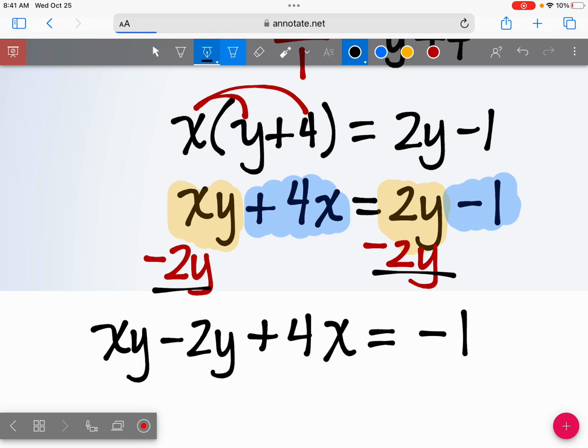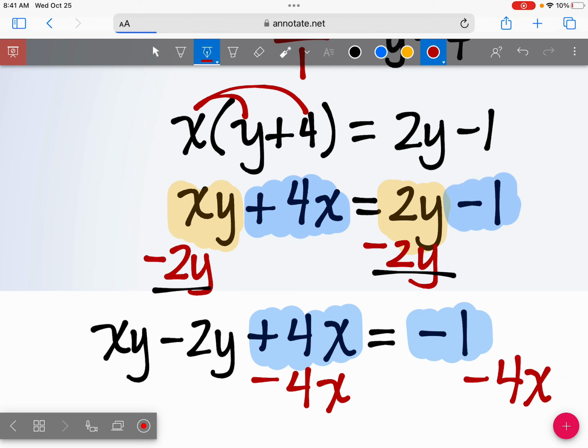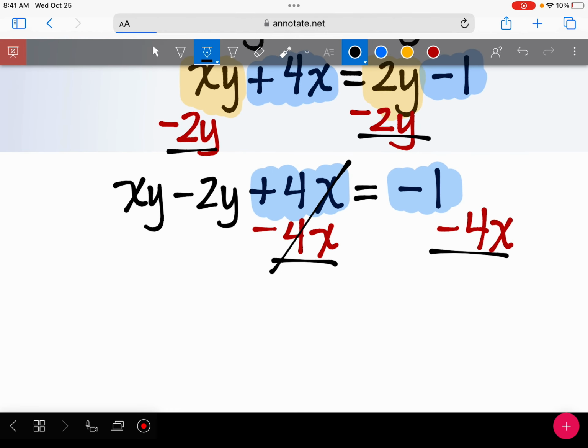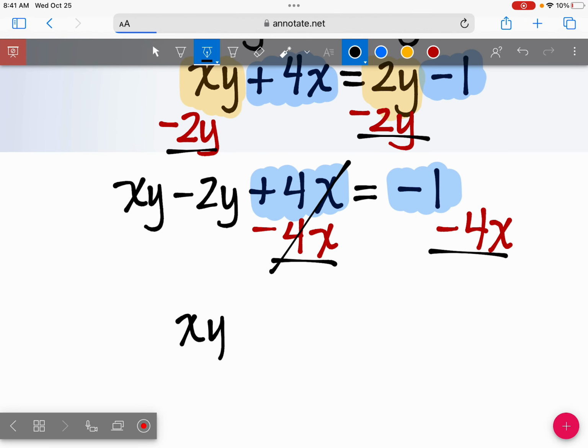And now I still have to move my blue terms together. So these two terms have to be together. So how do I move that 4x over? 4x is positive, so I'm going to subtract it. Let's do that. So that gives me xy minus 2y equals negative 1 minus 4x.